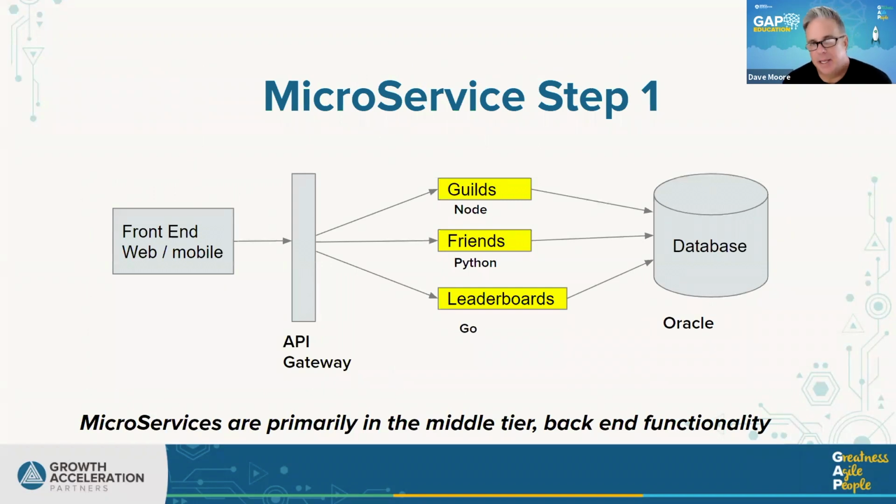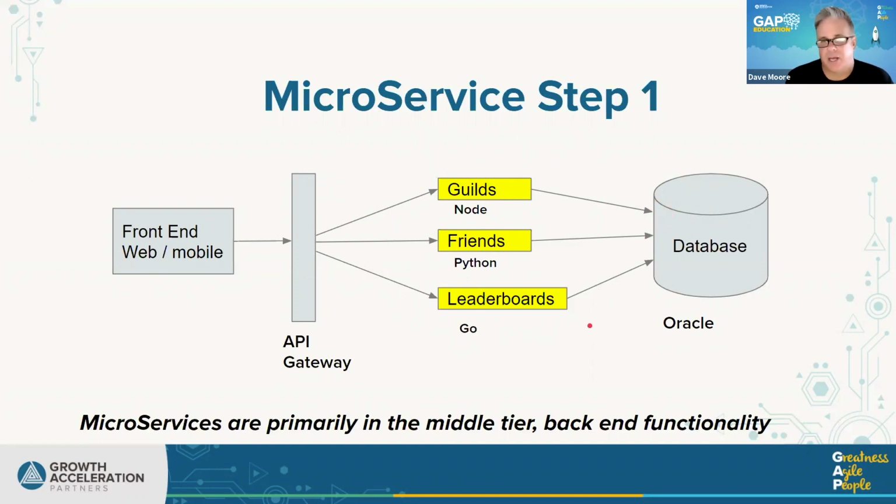So if we go back and start to break away from that monolithic application and create a microservice architecture, notice here that we have the guilds service, which is separate, and that's written in Node. Then we have the friends service, which is separate, and we'll say that's written in Python. And leaderboards, in this case, we'll say is written in Go. In front of these, we have the API gateway, which is just routing traffic from the request to the endpoint of that service. But still, these services are hitting the main Oracle database, which means that they're not quite there yet as far as being a full microservice.